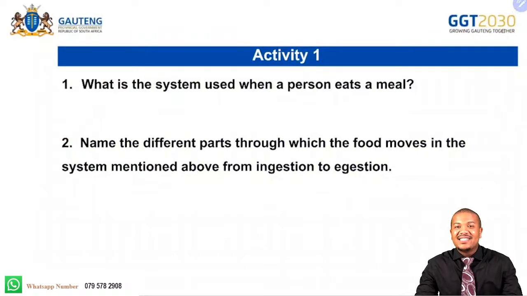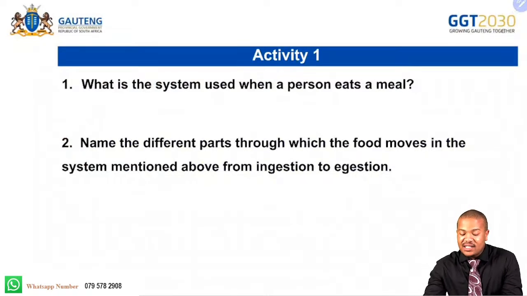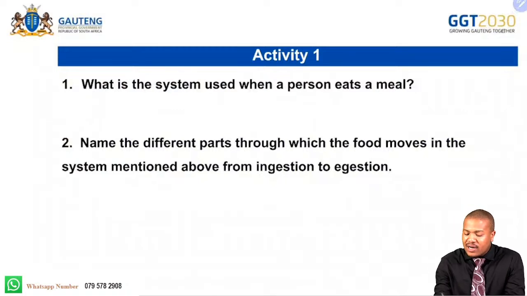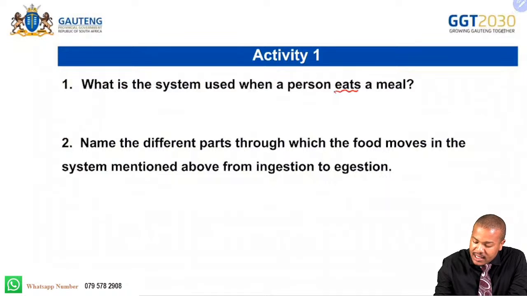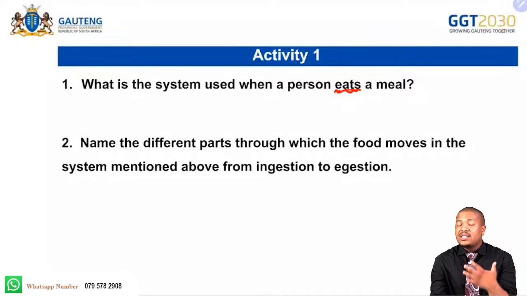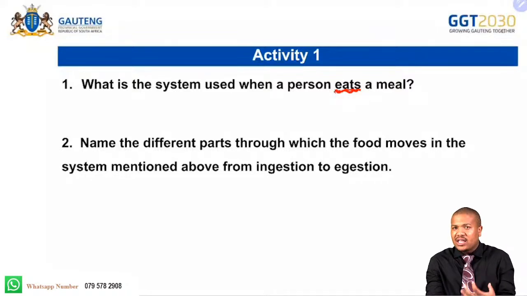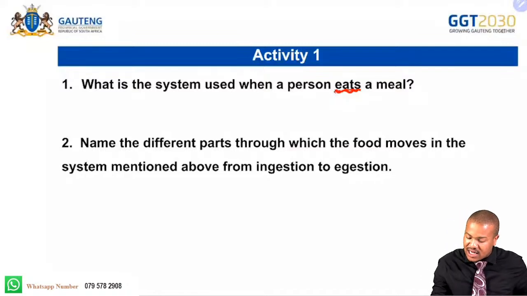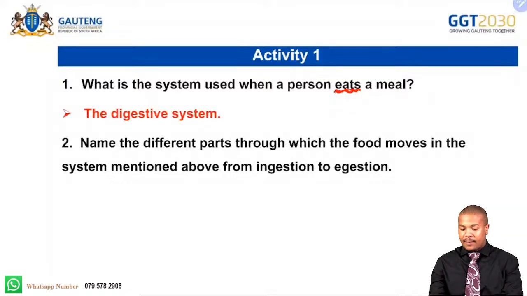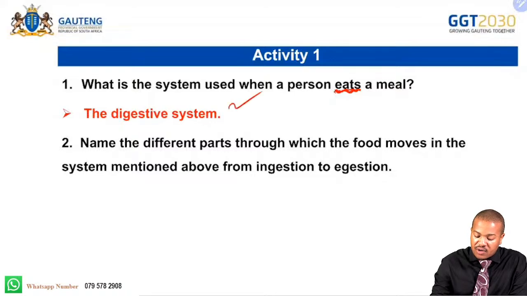Welcome back, grade 9s. Now let's look at the solutions together. Number one was saying, what is the system used when a person eats a meal? I would like to highlight these words: eats a meal, not when they see the meal, because when they see the meal, it's another system at play. Now they are eating the meal. Which system is working during that time? That is the digestive system, because it's what we're talking about today.